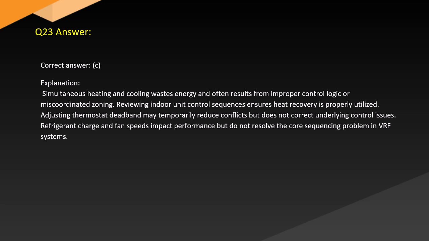Answer. Correct answer, C. Explanation. Simultaneous heating and cooling wastes energy and often results from improper control logic or miscoordinated zoning. Reviewing indoor unit control sequences ensures heat recovery is properly utilized. Adjusting thermostat deadband may temporarily reduce conflicts but does not correct underlying control issues. Refrigerant charge and fan speeds impact performance but do not resolve the core problem in VRF systems.